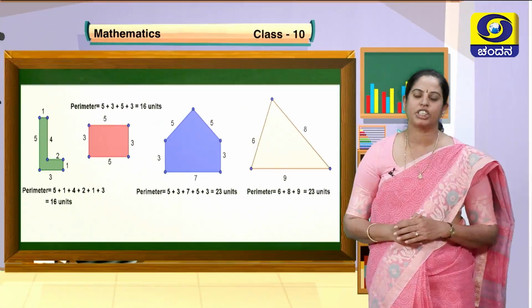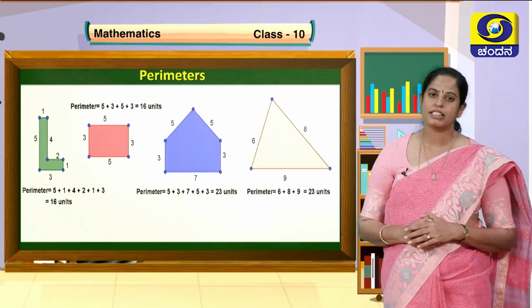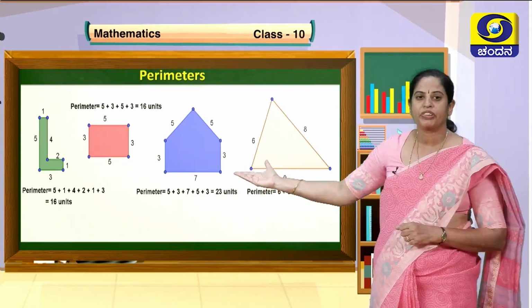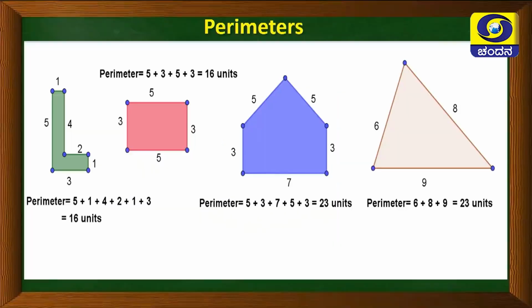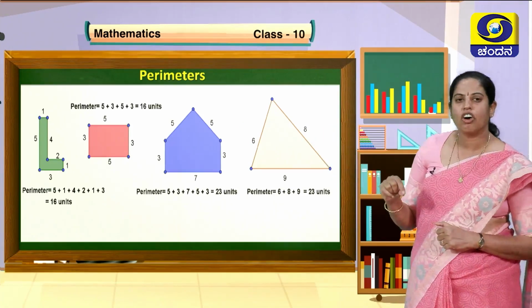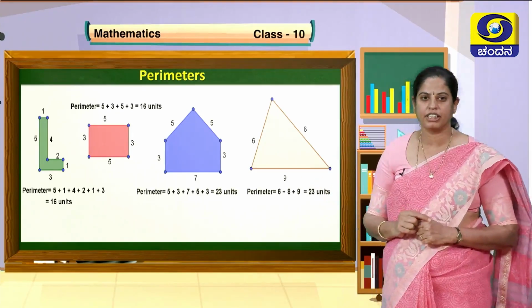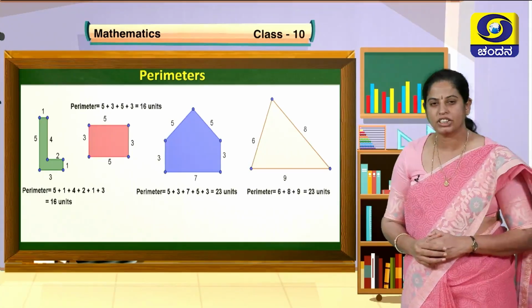Today in this session, I am going to review the perimeters and areas related to circle. Already on the screen you can observe the planar figures and how to find the perimeters. Here, to find the perimeter of the L-shaped planar figure, we are adding the lengths of all the sides of the figure, that is 5 plus 1 plus 4 plus 2 plus 1 plus 3, it is 16 units.